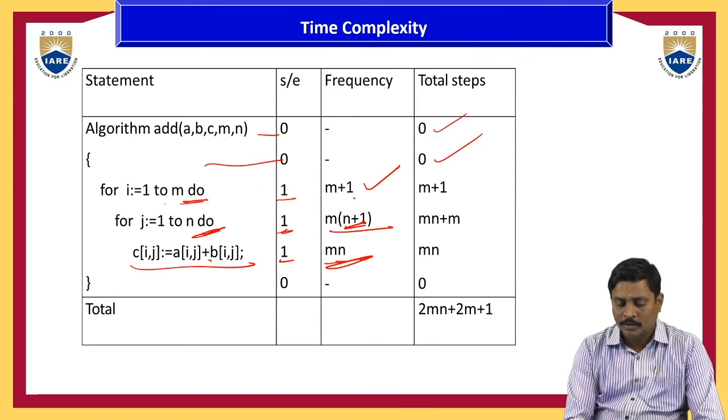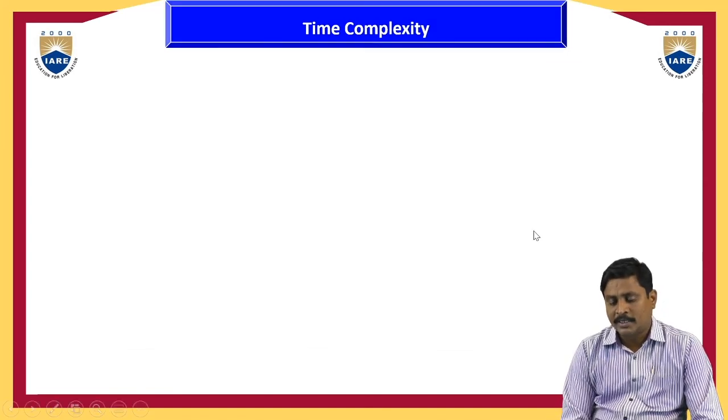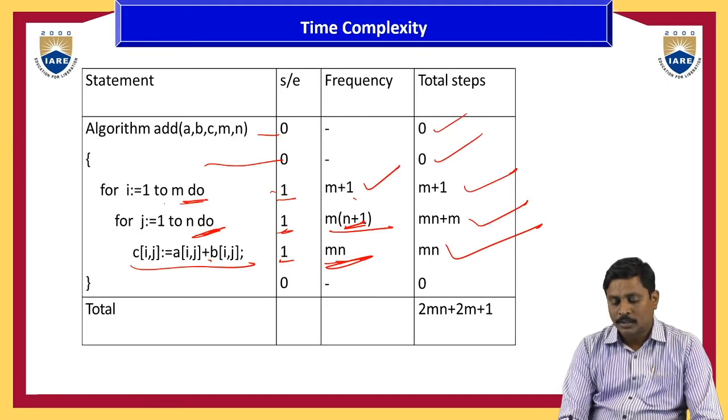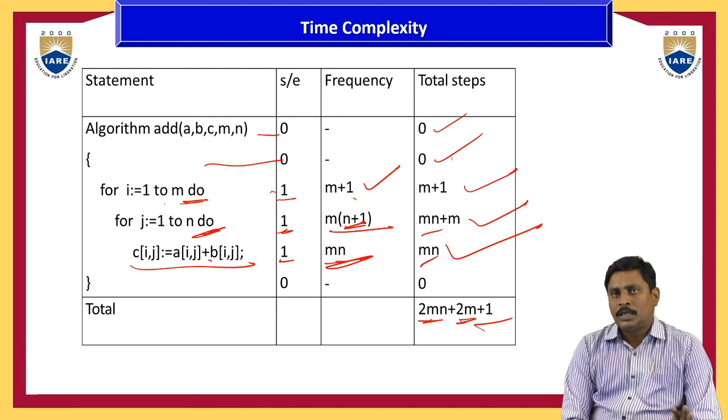So 0 value is 0. 1 into m plus 1 is m plus 1. 1 into m into n plus 1 is mn plus m. 1 into m into n value is mn. So now we add all these values. So m plus m, 2m. mn plus mn, 2mn, plus 1. So the time complexity of this matrix addition is 2mn plus 2m plus 1. In this way, we easily calculate the time complexity of any algorithm using the step execution and frequency method.